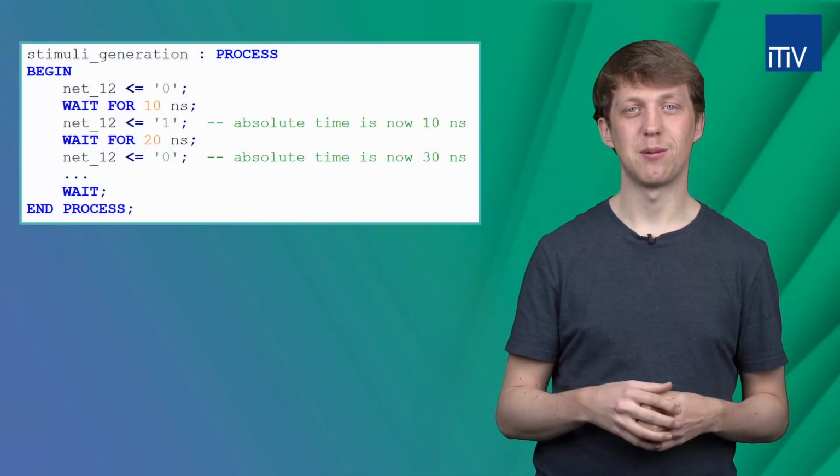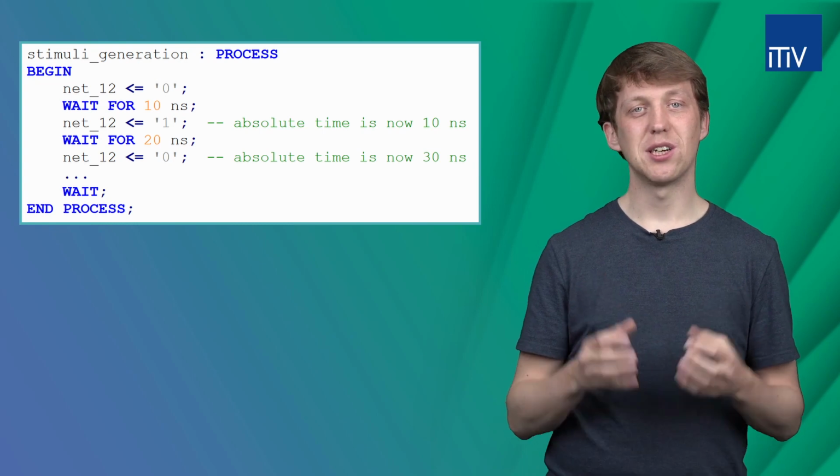It is always good to implement a reset signal in your model to define a safe initial state where all relevant control signals are well defined. However, it is also possible to use sequential signal assignments for generating stimuli. Let's have a look at such an example.